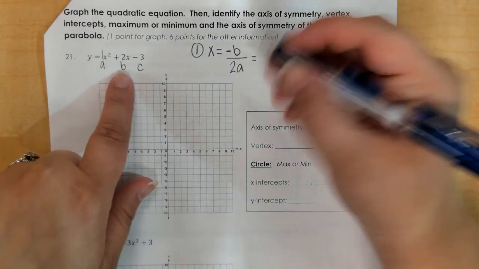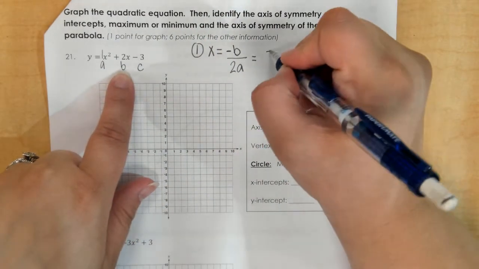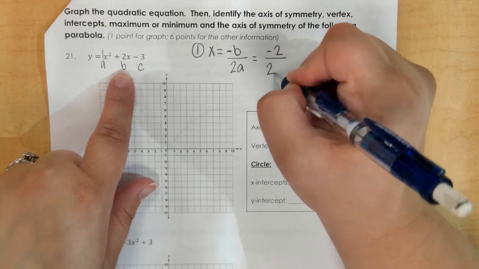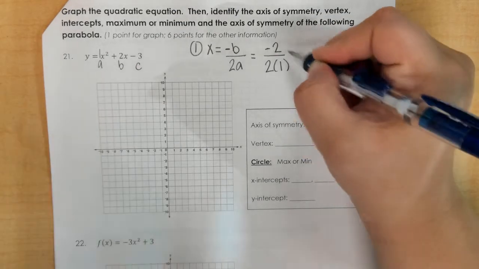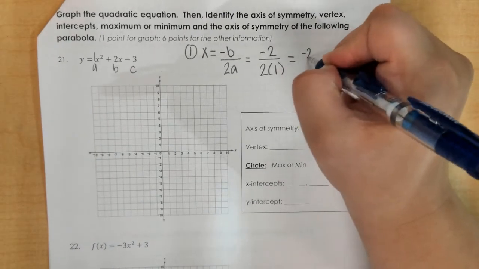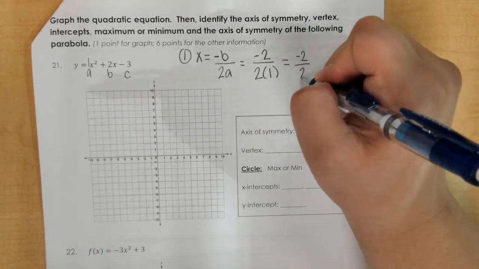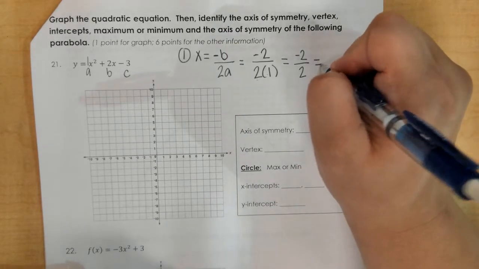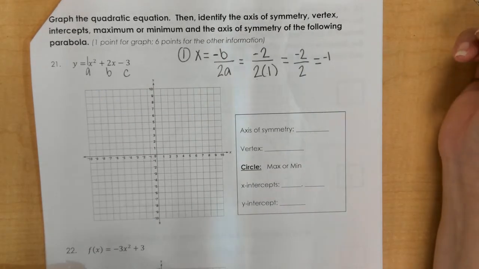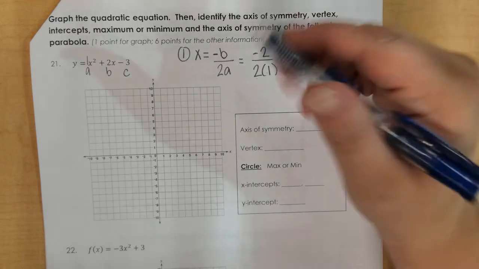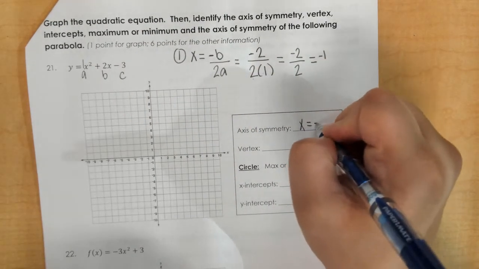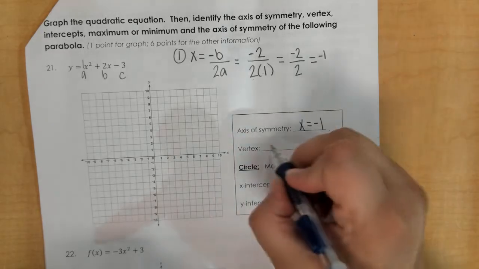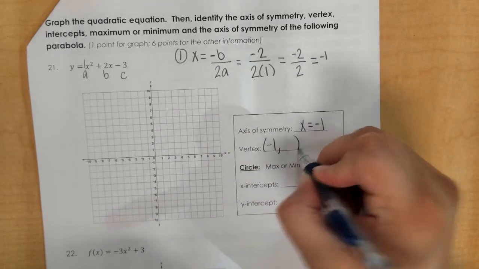So for B, we're plugging 2 in, so that's a negative 2, and then 2 times blank, but A is 1. So now I've got negative 2, and 2 times 1 is 2. This simplifies to negative 1. So the whole idea is that the x value is negative 1. That is your axis of symmetry, and that's the first number in your vertex.